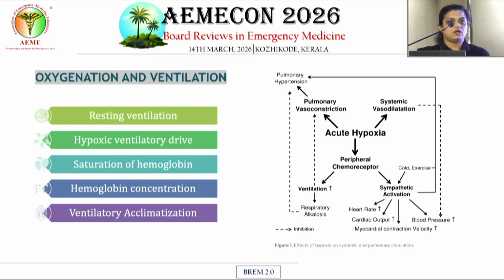Our body is going through too much, so it has to do something. We have to survive; human life is all about survival of the fittest. We have to do oxygenation and proper ventilation to keep us alive, so our body will go through many adaptations. That is, we will have an increased resting ventilation, something known as the hypoxic ventilatory drive, changes in the saturation of hemoglobin, hemoglobin concentration in our blood, and ventilatory acclimatization. All these together help us acclimatize to the high altitude situation.